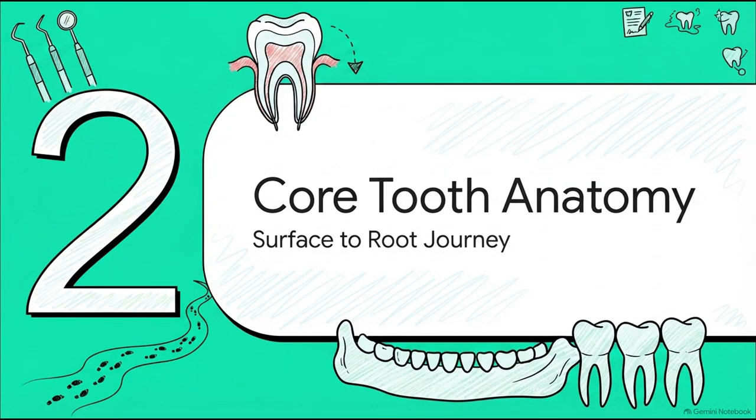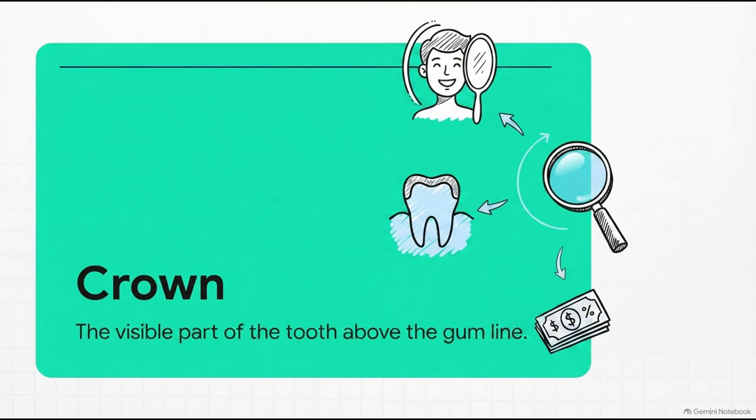Core tooth anatomy. We're going to take a physical journey starting from the visible surface of the tooth straight down deep into the jawbone. So our anatomical journey starts right at the top with the crown. The crown is simply the visible part of the tooth that sits above the gum line. When a dentist is doing a standard visual exam of a patient's mouth, or honestly, just when you smile in the mirror, the crown is the anatomical structure you're looking at.